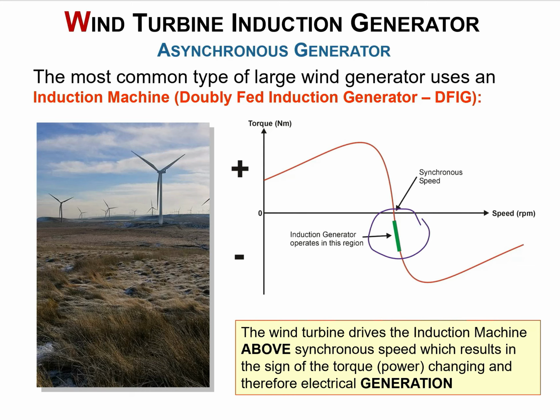And in this case, for example, if we are talking about a wind turbine-based generator, it uses something called an induction machine, a double-fed induction generator. And the wind drives the induction machine above the synchronous speed, which results in the sign of the torque changing from here to there, and this causes the electrical generation.